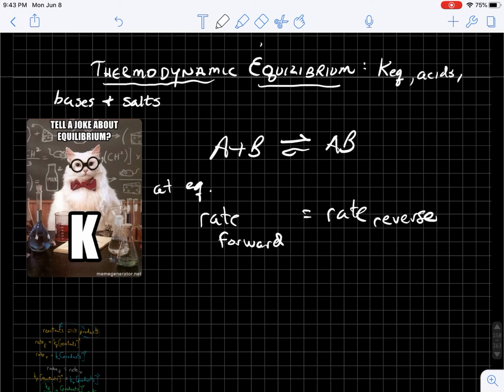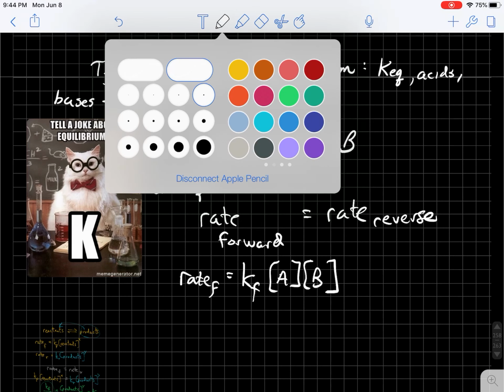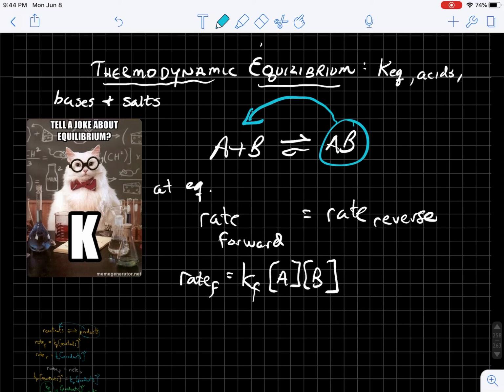Okay, so what does that look like then? Well, all right, rate forward. If we were to write the rate law for the forward reaction, we could say rate forward is equal to K for the forward reaction. If it was a one-step mechanism, then we could say that that's A times B. So if we look at the reverse process, where we're going from our product here and decomposing it back into reactants, then we would say, okay, fine, the rate of the reverse reaction is therefore K for the reverse reaction times AB.